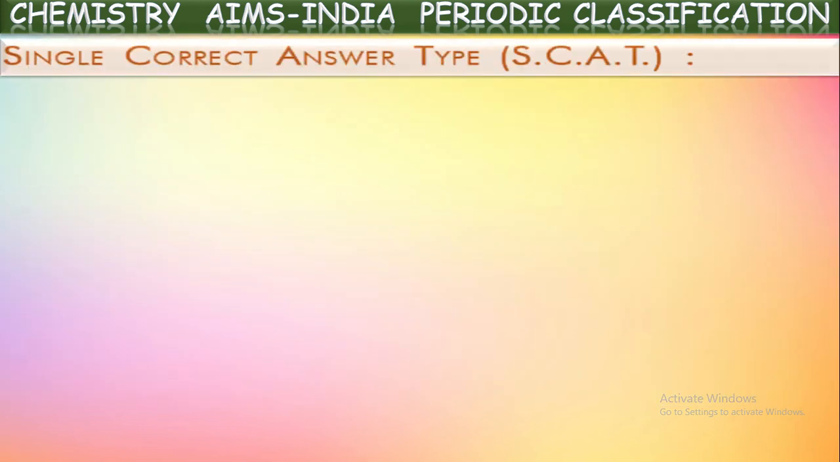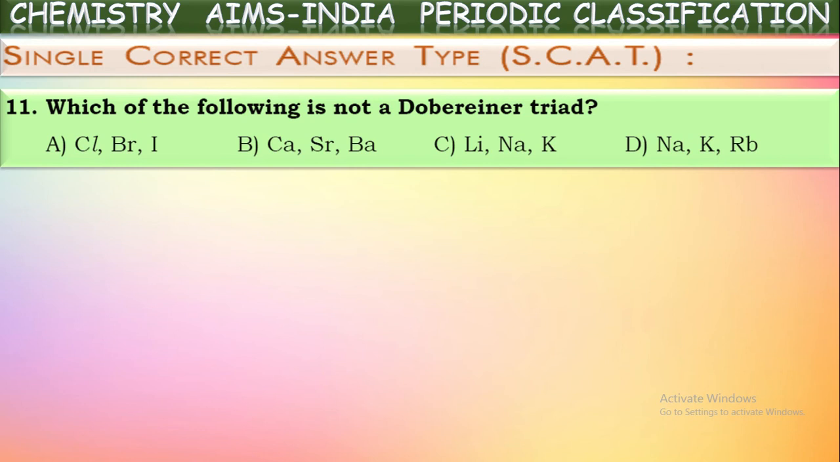Okay, next. Let us see single correct answer type questions here. See the first one. Which of the following is not a Döbereiner's triad? Yes, Döbereiner tried to classify the elements into sets of three elements. He called a set of three elements one triad, named in honor of him as Döbereiner's triad. These three elements will have similar chemical properties, and when they are written in increasing order of their atomic masses, the atomic mass of the middle element will be equal to the arithmetic mean of the remaining two elements' atomic masses. Now see which will come under Döbereiner's triads.